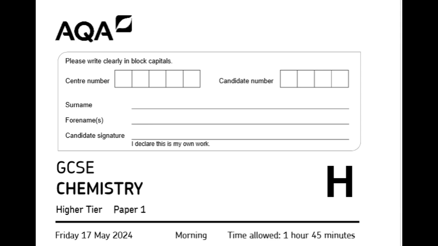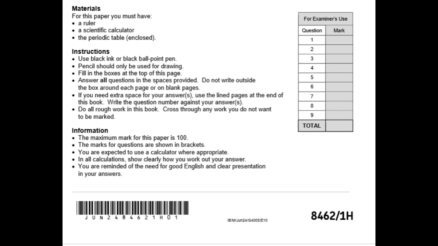Please familiarise yourself with the front page of the exam. It contains a lot of information that will be helpful, and don't be complacent. I know you've seen it before. Anyway, let's crack on and good luck.